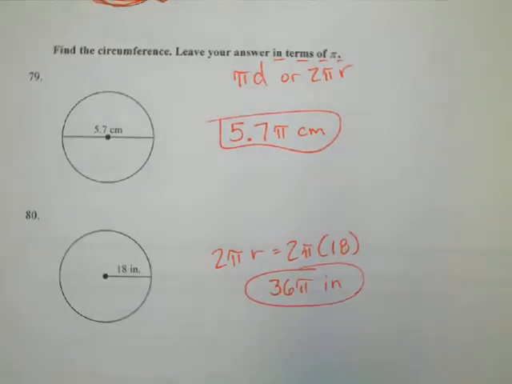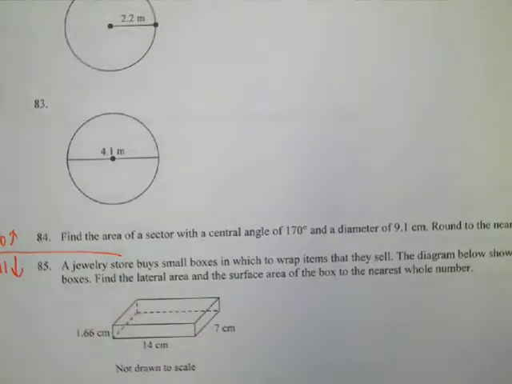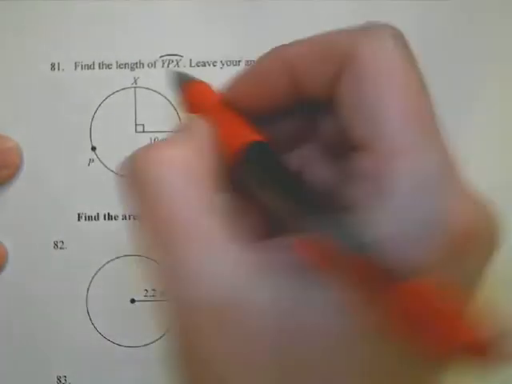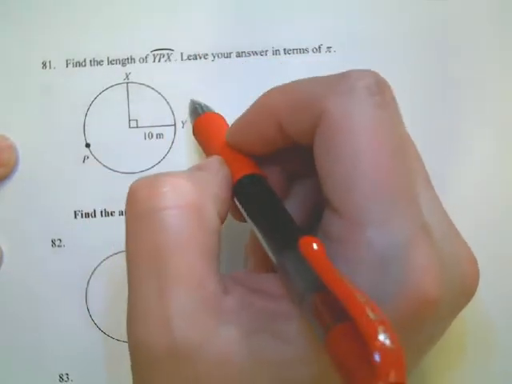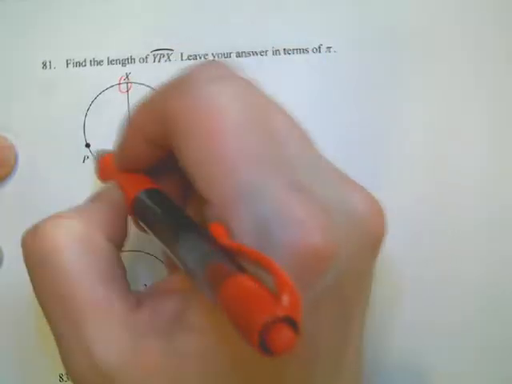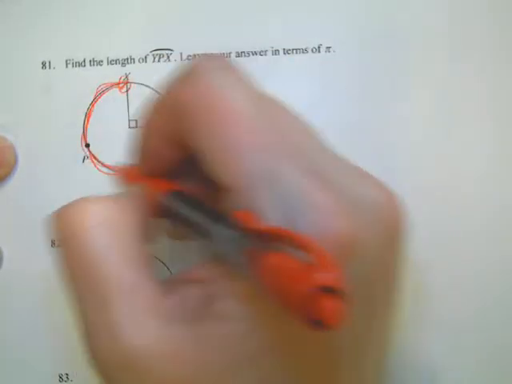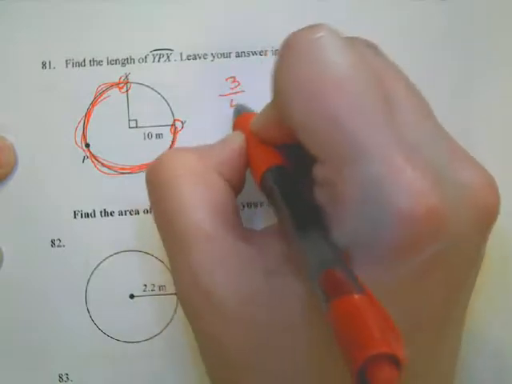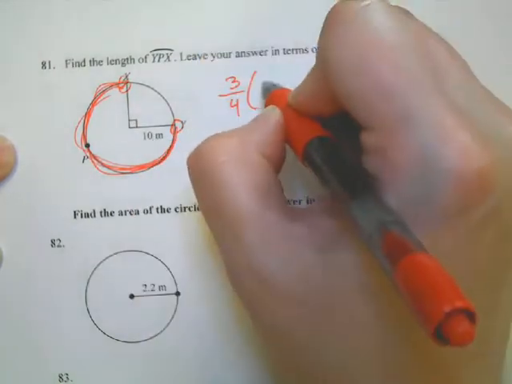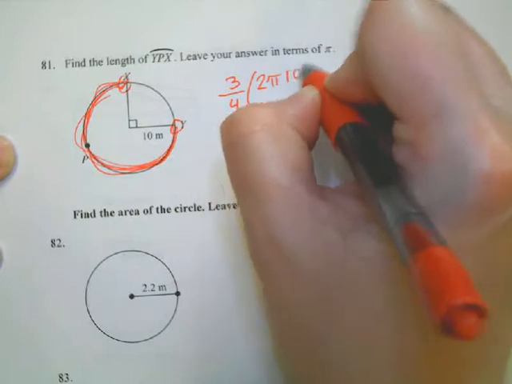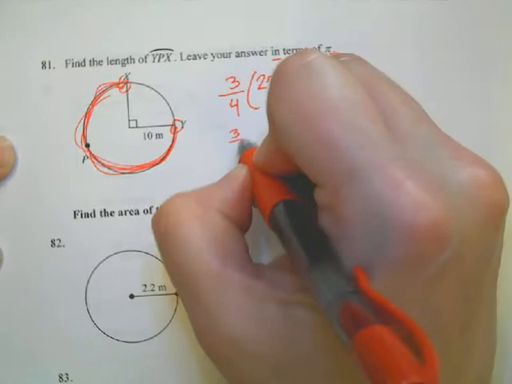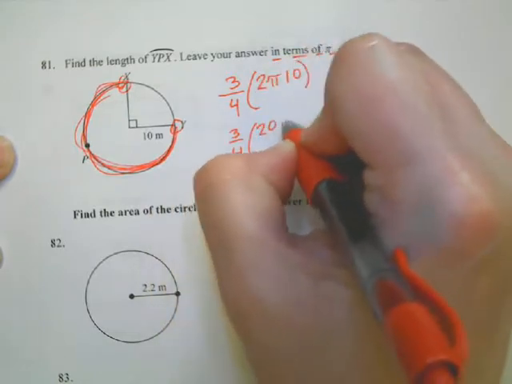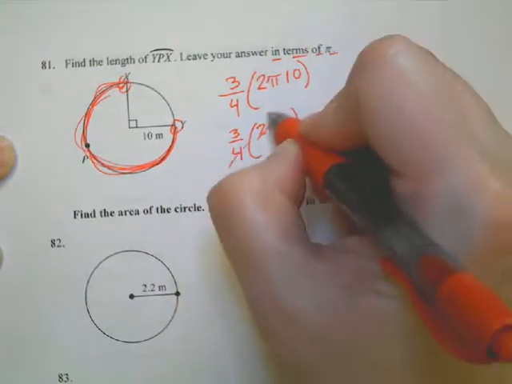Alright. 81 wants the length of this arc, so here we are looking for a portion of the circumference. And what portion? Depends on what degree measure of the arc. Okay, so we want the length of ypx. So it's going to go through P, so we are looking at 3/4 of the circle here. 3/4 of the circumference, and it gives us a radius of 10, so our circumference is 2 pi times 10, and this does want us to leave it in terms of pi. Okay, so we have 3/4 of 20 pi, and I can reduce here because 4 goes into 20 5 times. 3 times 5 is 15, so I end up with just 15 pi meters. And a linear measurement there.